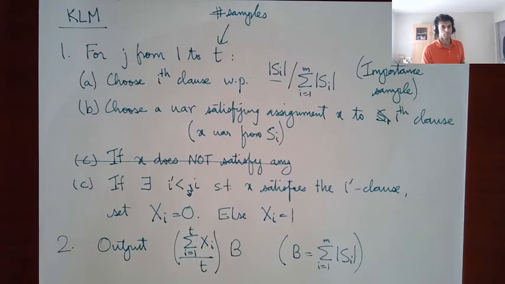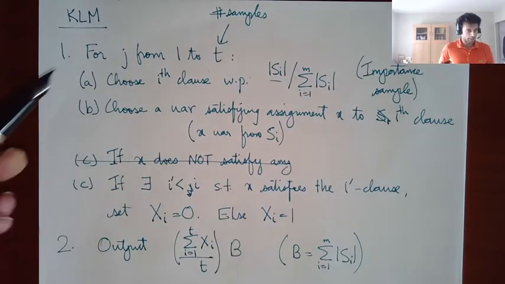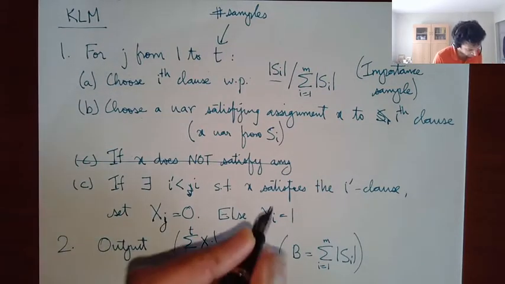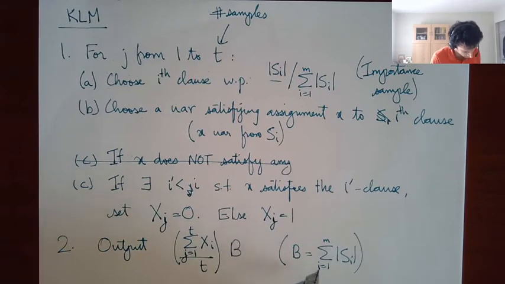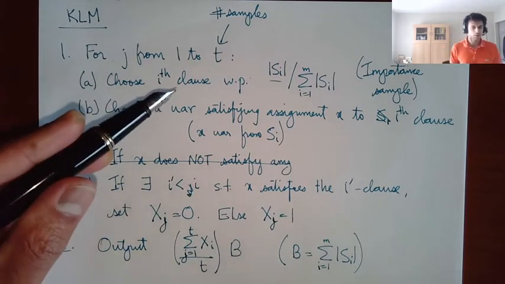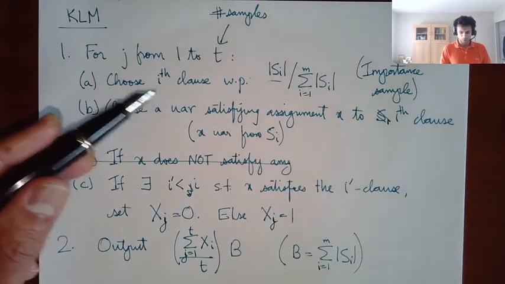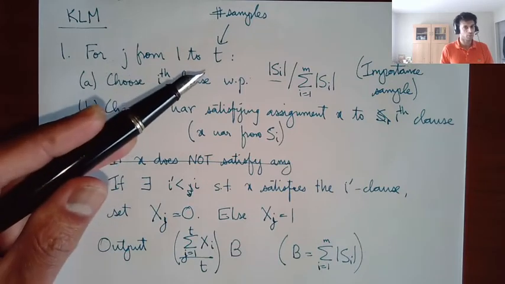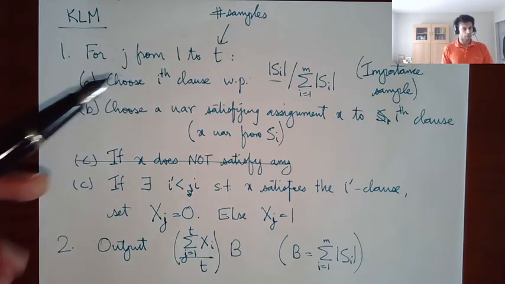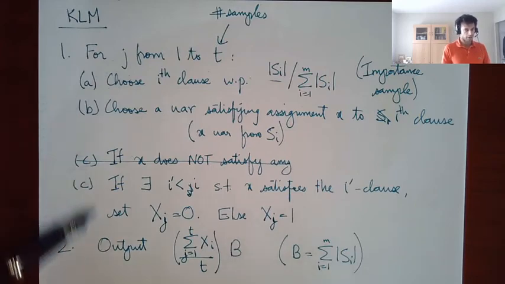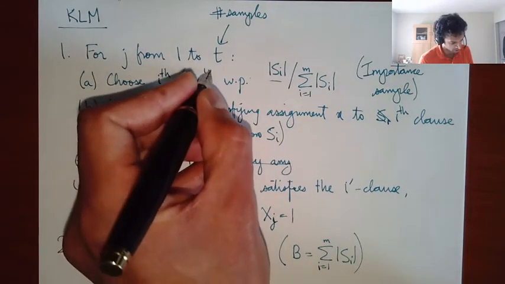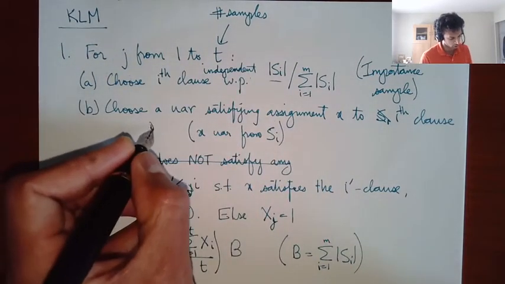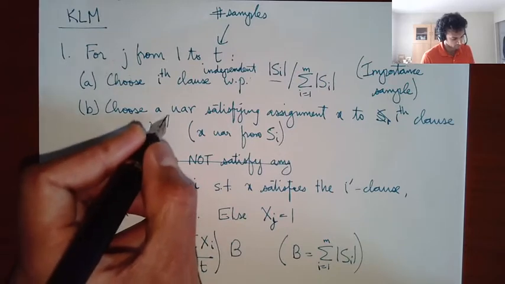Okay, let me just read through the algorithm again. For j going from 1 to t. Just to be clear, my indices i refer to clauses, j refers to trials. These are called trials, so there are going to be t trials. j represents the trial number. These are independent trials, so I'll say independently here. Everything is done independently.